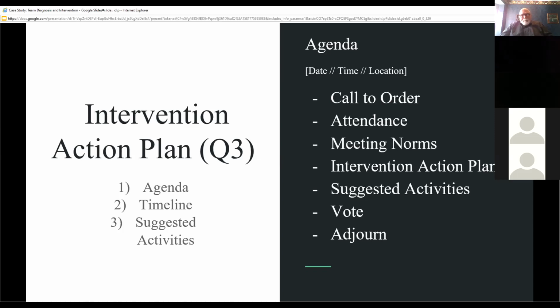We would have our suggested activities, and then we would vote on those suggested activities, because we went back and looked at some of our quantitative data, and a lot of the team members felt like John was the one who made all the decisions. So we were going to vote on some of those suggested activities and then adjourn.